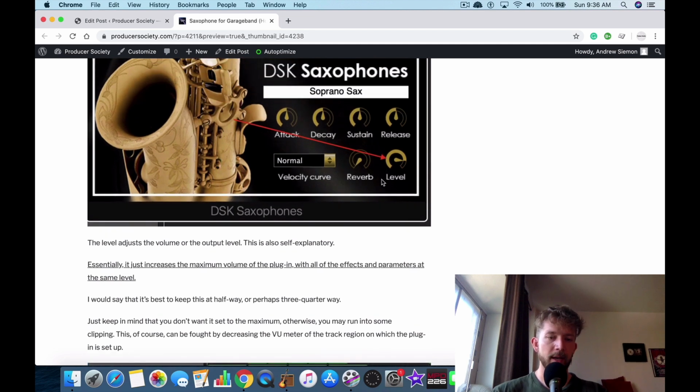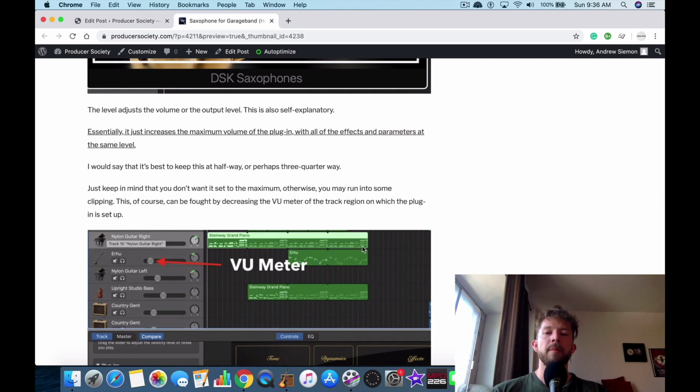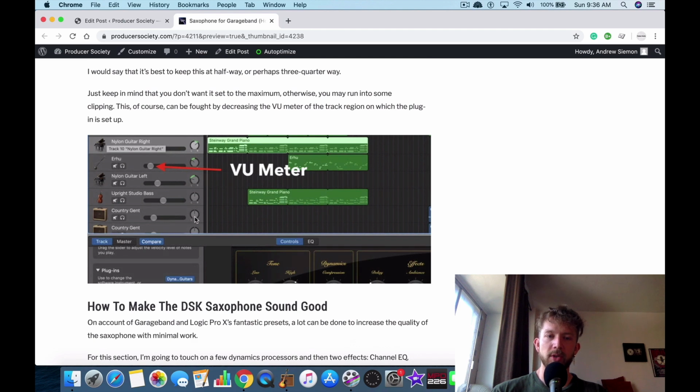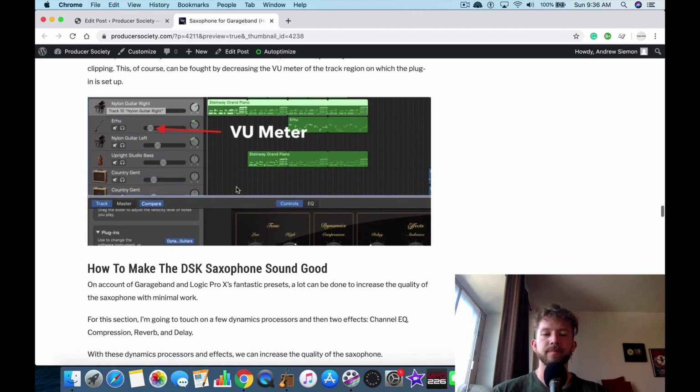And then you have the level, and the level is just the output level on the total volume of the plugin, and that's what that does. So I typically keep it around 3/4, maybe a little less. I wouldn't crank it because then you might run into some clipping issues. However, as you know, you can just control the volume on your VU meter right here.